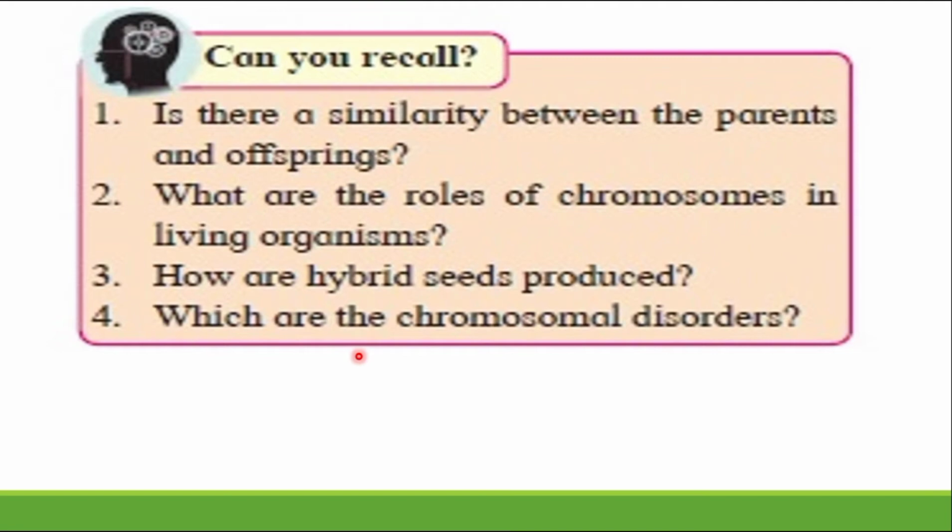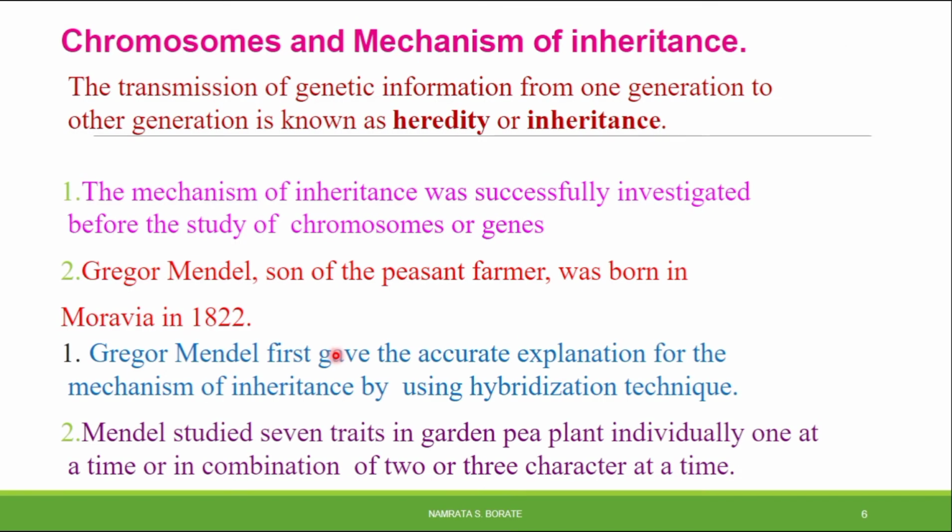Let me see the first point in this topic, that is, chromosomes and the mechanism of inheritance. As all of you know, the transmission of genetic information from one generation to the next generation is called heredity or inheritance. The offspring are also called the progeny. This progeny receives genetic information from both parents. Therefore, to some extent, there are similarities as well as differences between the parents and the offspring.